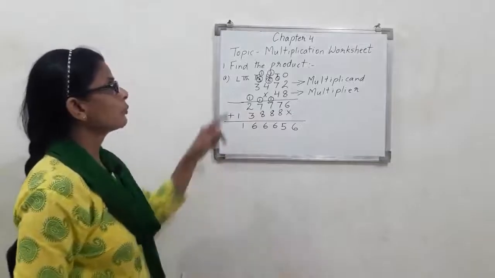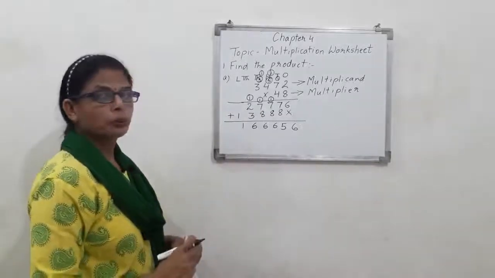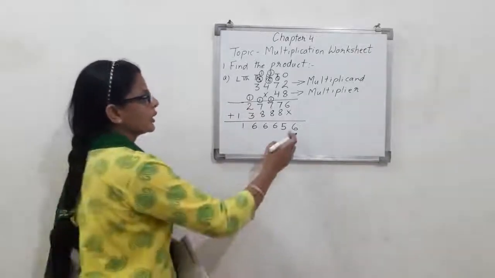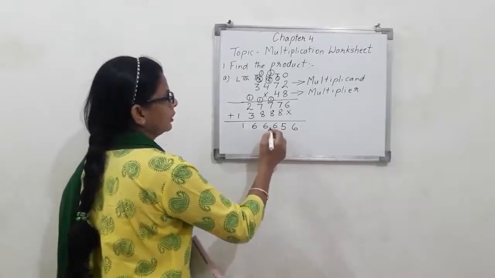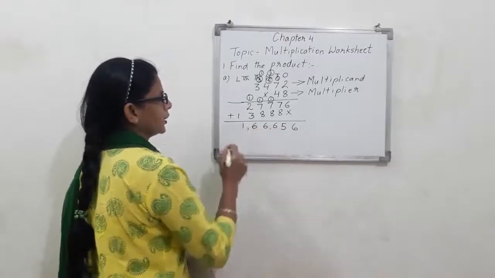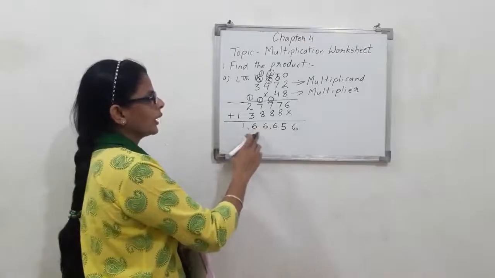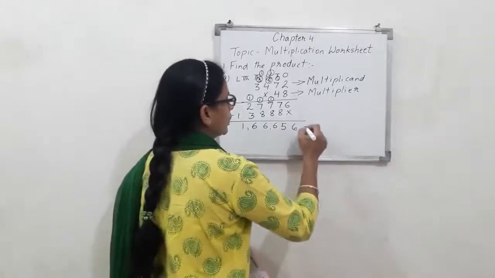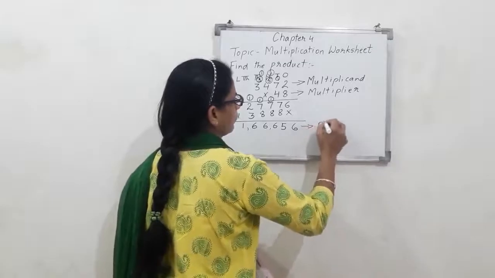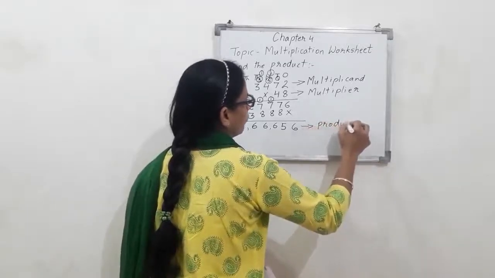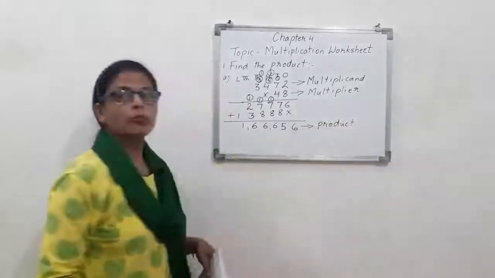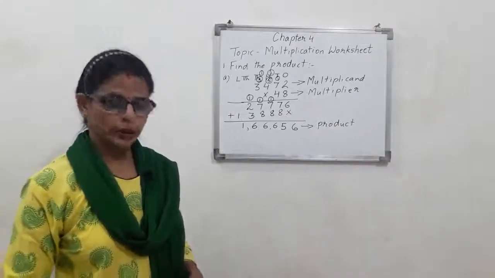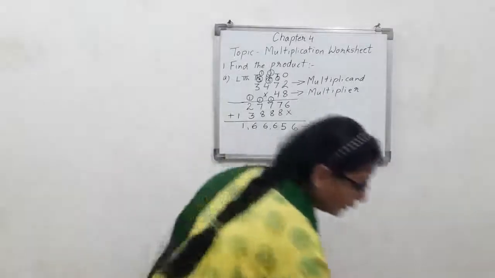So, what is the product? The product, we put the commas according to the places. Ones, tens, hundred, thousand, 10,000, lakh. So, the product is 1,66,656. This is the product. The answer of multiplication is known as product. Now, question number B.